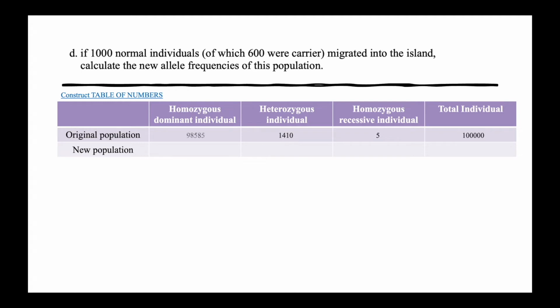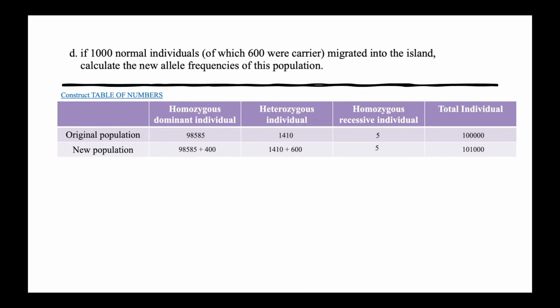This means that 98,585 individuals were homozygous dominant individuals. Because of immigration affecting the number of normal individuals, the number of heterozygous individuals and the number of homozygous dominant individuals in the new population has changed as follows. The number of homozygous recessive individuals remains unchanged. Since 1,000 individuals have migrated into the island, the total number of individuals on the island has increased to 101,000 individuals.